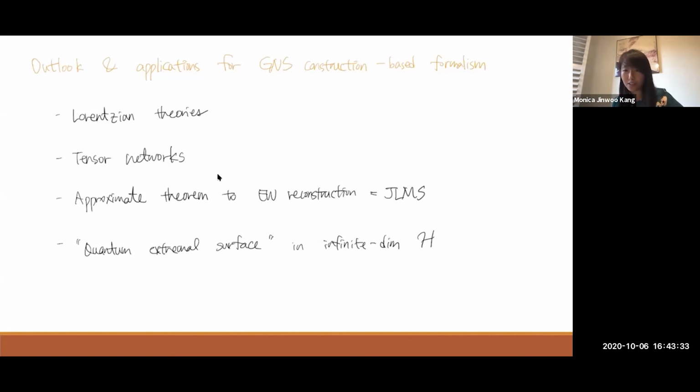And we're also utilizing this to try to understand the approximate theorem, by which I mean the gravitational higher-order corrections. For that, we're looking into the diamond norm and using this GNS technique to see if anything can follow through. And by using this type of approach, we're also trying to understand whether there exists any quantum extremal surface, if possible, in this infinite-dimensional Hilbert space context.